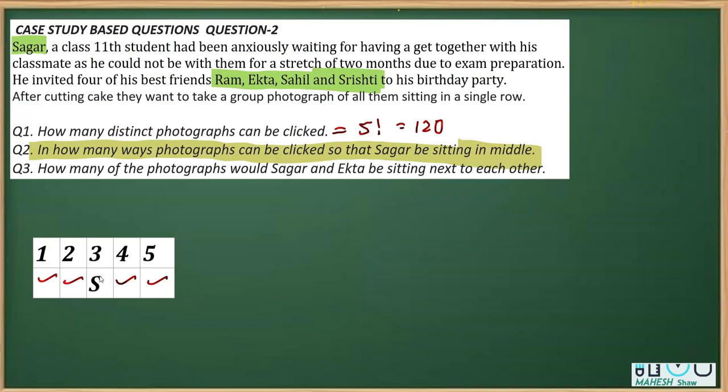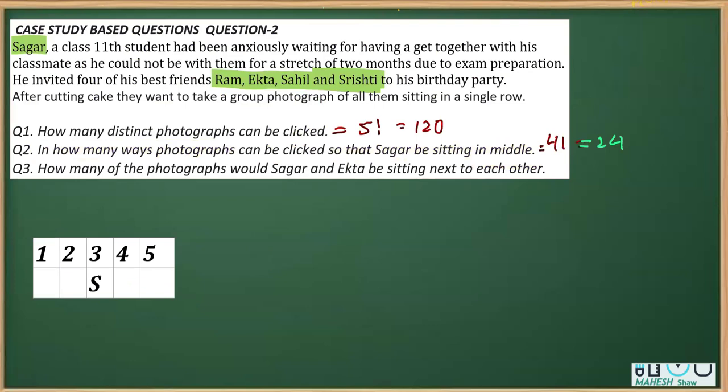So fixing S at the middle, that is the central position, we are left with four slots which can be arranged in 4 factorial ways. So that will be 4 factorial, which is equal to 24. So that is the answer for the second part, 4 factorial, which is equal to 24.